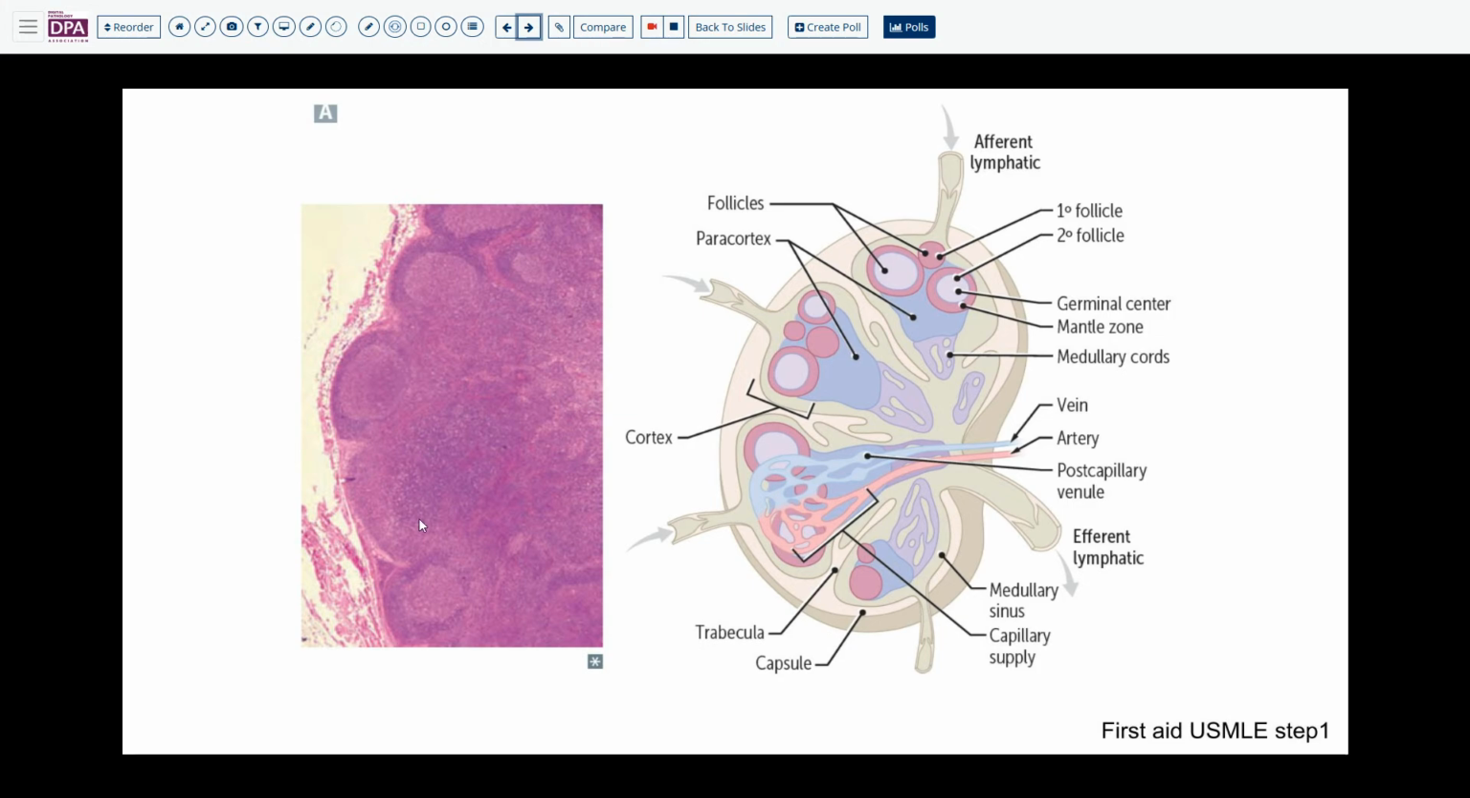And if we have pericortex area expansion, more of this dark area, we call this a pericortical expansion pattern. We also have the capsule and the subcapsular sinus. Here we usually see metastatic carcinoma, but here is the medullary sinus. When we say sinus expansion, we're talking about this medullary sinus area, and that is another pattern for a benign lymph node.